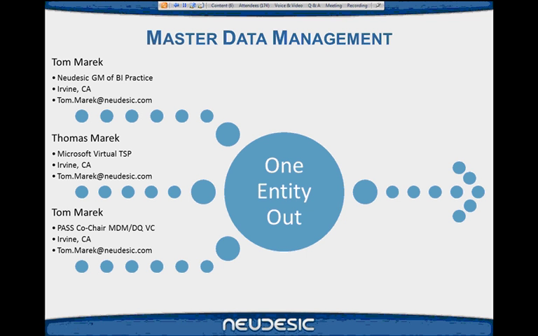For instance, I'm giving you an example here where I've got Tom Merrick, Neudesic GM of BI practice. I have Thomas Merrick, which is Microsoft Virtual TSP. When I signed up with Microsoft, I used my full name. And then I'm also the past co-chair of MDM DQ, for Master Data Management and Data Quality, the virtual chapter that we're just now starting up, again listed as Tom Merrick.